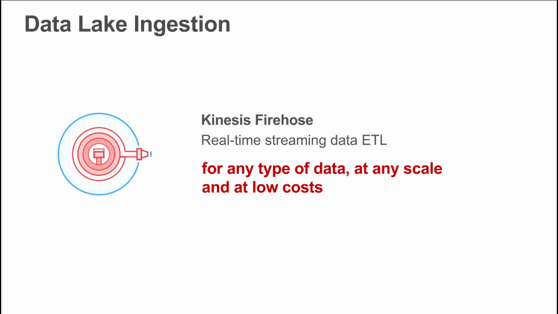For data ingestion, a service that you may not be familiar with, but will be the focus of the talk today, is Amazon Kinesis Firehose. Amazon Kinesis Firehose is about real-time streaming extract, transform, and load. Sometimes we like to call it ingest, transform, and load. It allows you to easily capture data as it occurs, buffer it into large, nice, clean files, transform it, and then load it to Amazon S3. Again, for any type of data, at any scale, and at low cost.